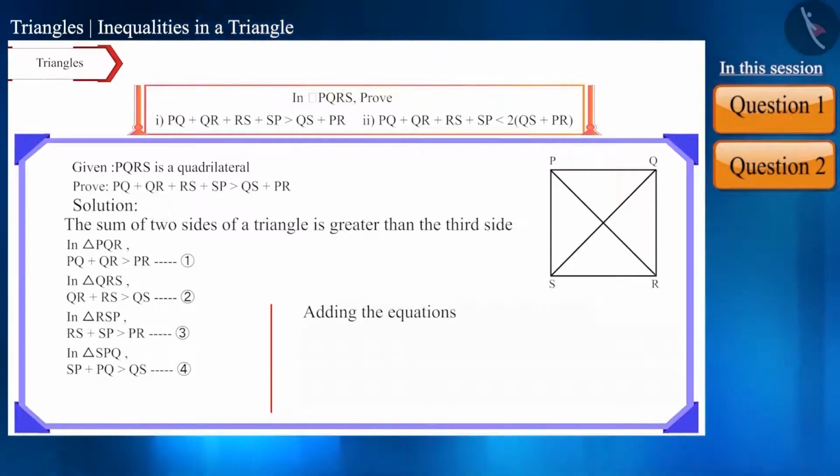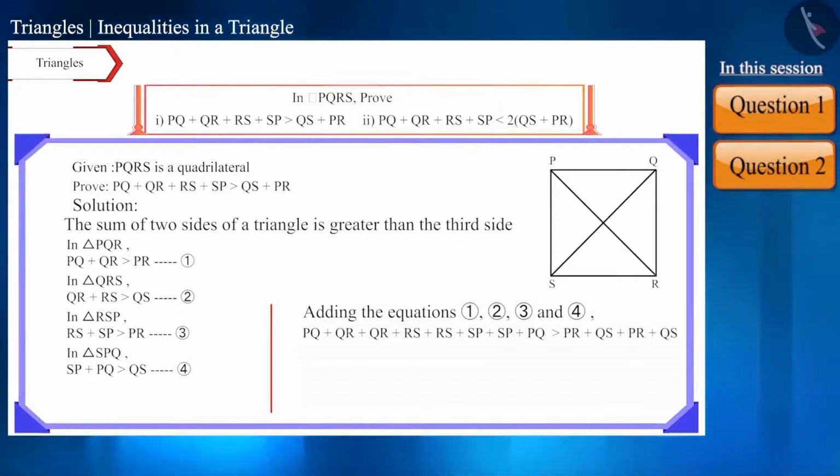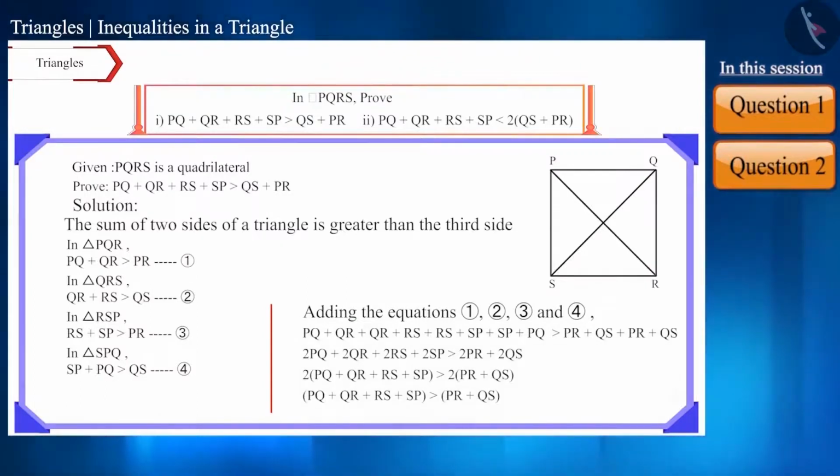Now, if we add all four inequalities, then we will get the result. By simplification of the left side and the right side, you will get the final inequality. And thus we proved that the sum of the four sides of a quadrilateral PQRS is larger than the sum of its diagonals.